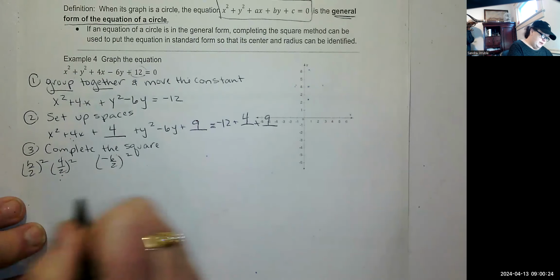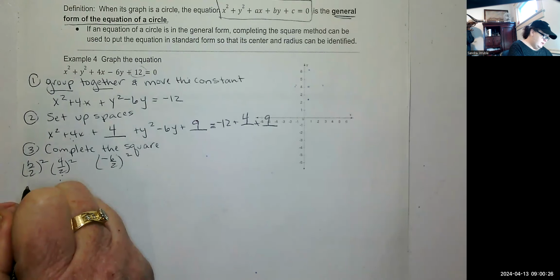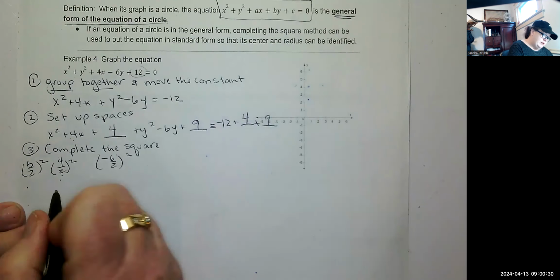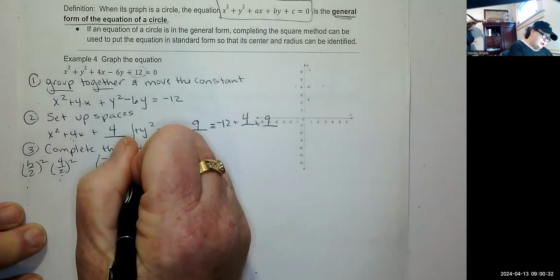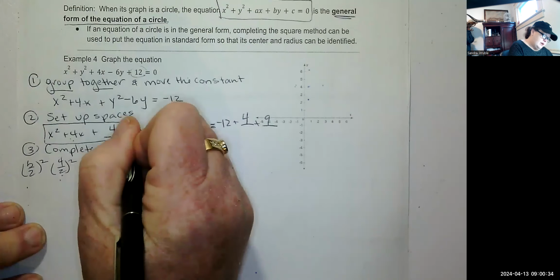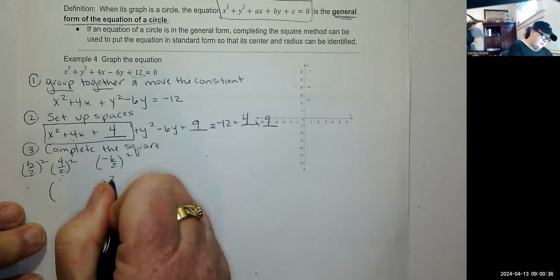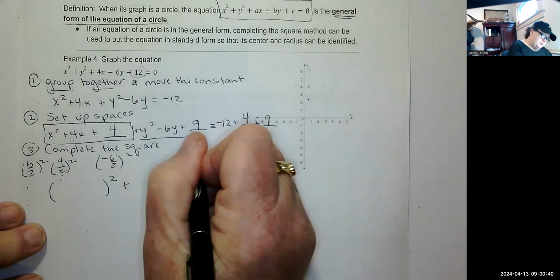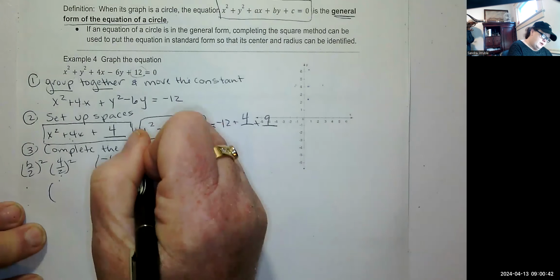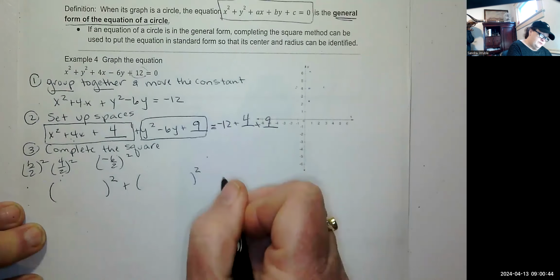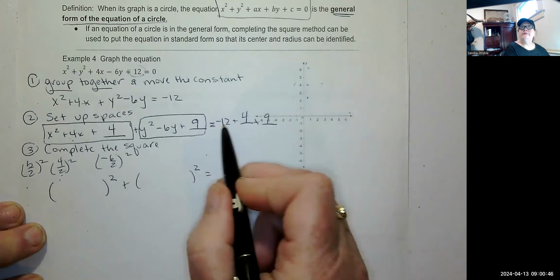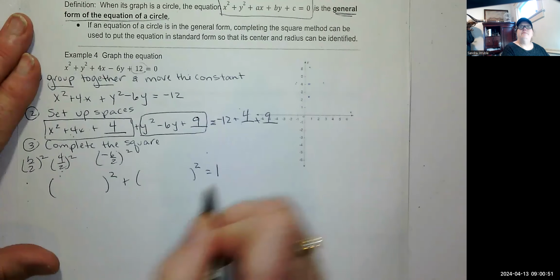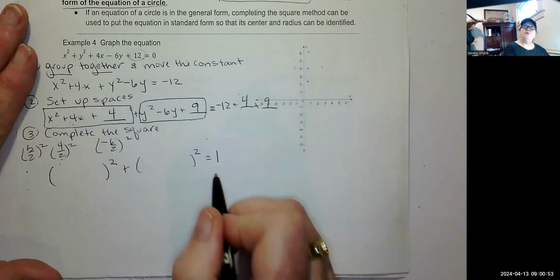The next step is, I need to complete the square. So I need to take this portion here and create a square. Plus, I'm going to take this portion here and create a square. And I'm going to go ahead and calculate these real quick. 9, 10, 11, 12, 13 minus 12 is 1. Fabulous. That is my r squared.